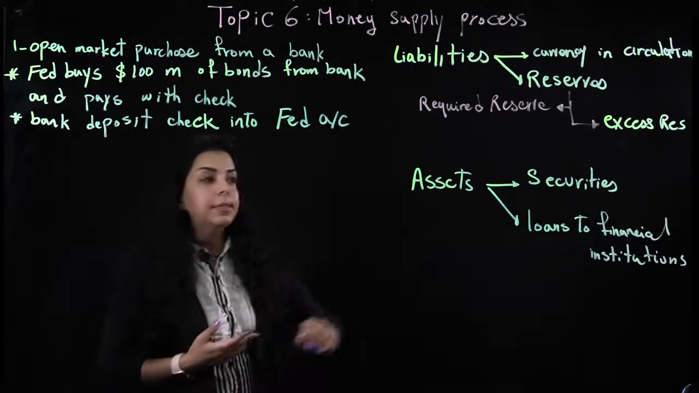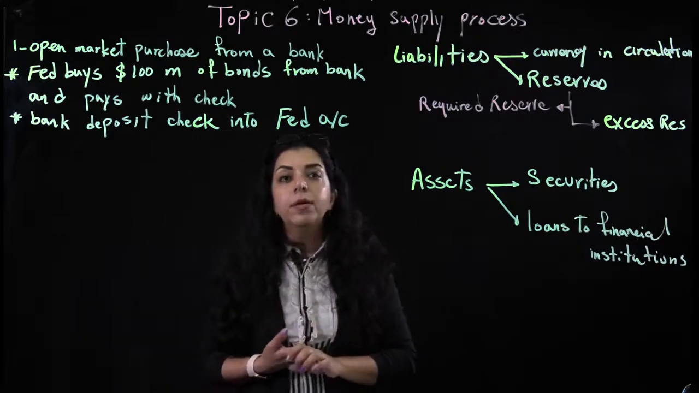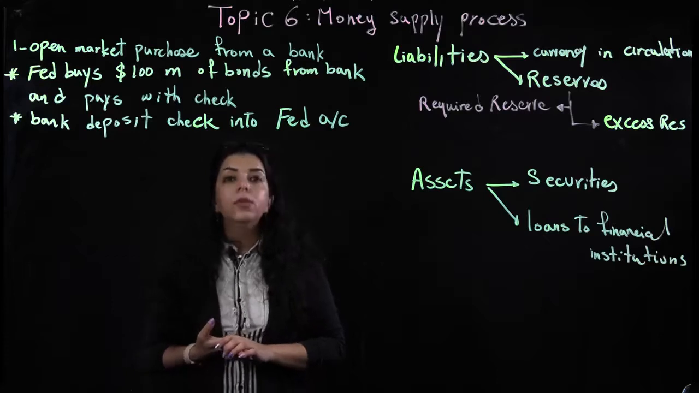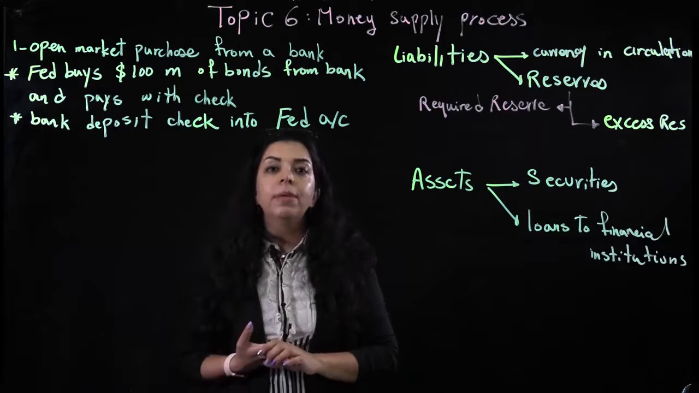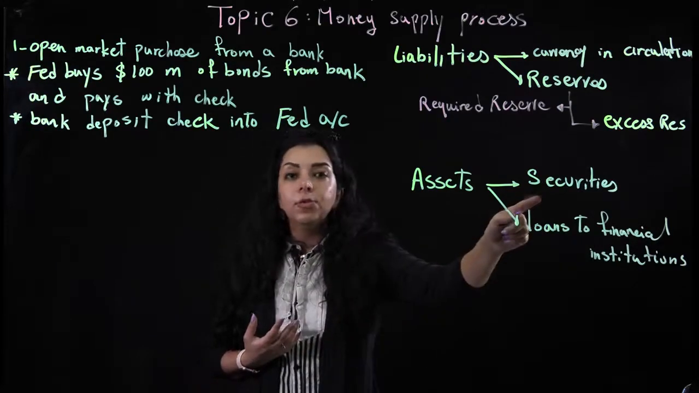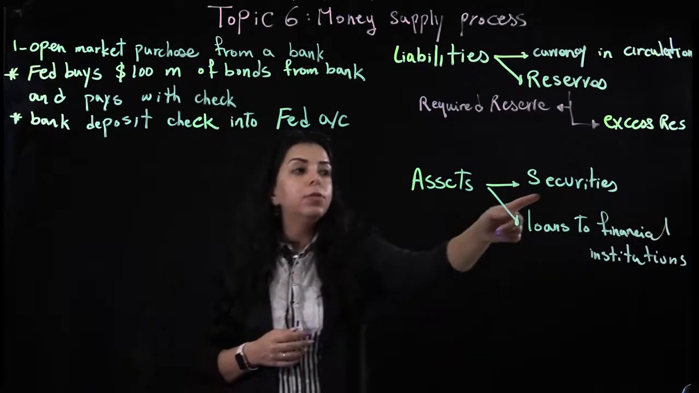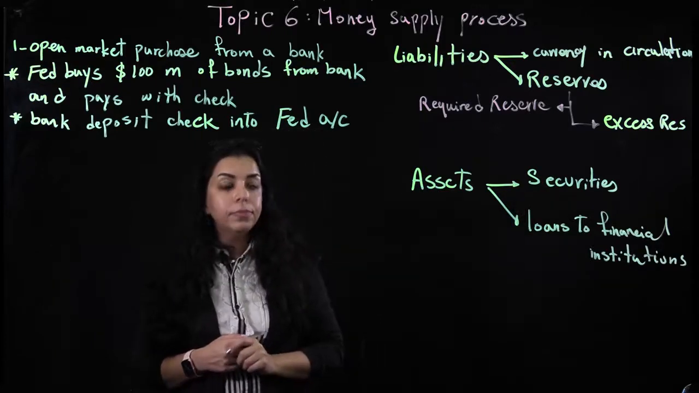Of course, the first asset is securities. If you remember open market operations from your previous modules, you know that one of the main tools through which the central bank performs monetary policy is securities. It means that they are buying or selling securities. These securities are considered an asset for the central bank.